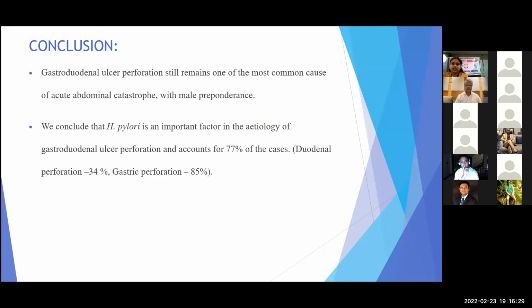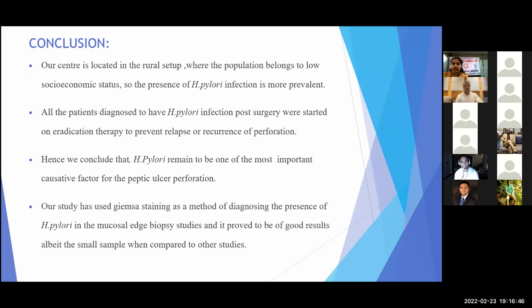Gastroduodenal ulcer perforation still remains one of the most important causes of acute abdominal catastrophe, with male preponderance. We conclude that Helicobacter pylori is an important factor in the etiology of gastroduodenal ulcer perforation and accounts for 77% of the cases: duodenal perforation 34% and gastric perforation 85%. Our center is located in a rural setup where patients are from low socioeconomic status, so the presence of Helicobacter pylori infection is more prevalent.